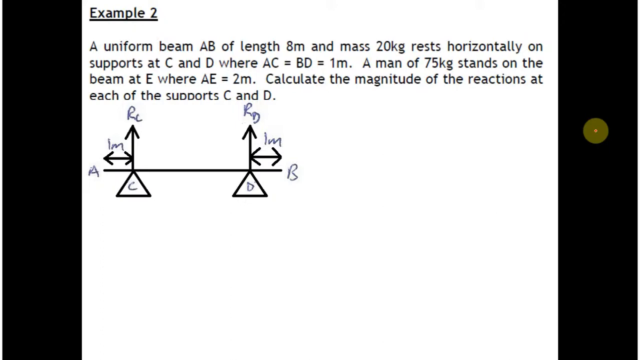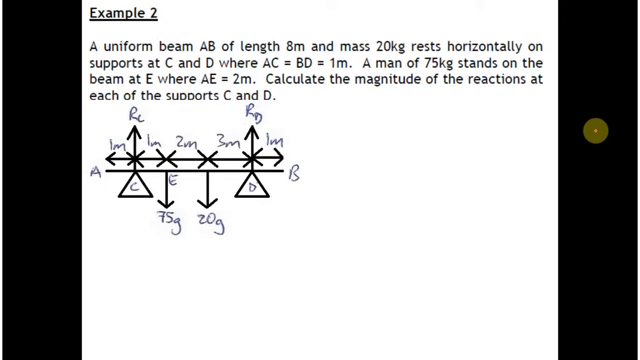Now a man of 75 kilograms stands on the beam at E, where AE equals 2 meters. So another meter in from C, we have the point E, and the man is 75 kilograms, so a force of 75g downwards. It's a uniform beam, so we'll need a centre of mass again. It's 8 meters, so 2 more meters from the point E to the centre would give us the centre of mass. 3 meters would then take us to D, and we'll have a force of 20g downwards because a mass of 20 kilograms corresponds to a weight of 20g. And we have all our forces then.